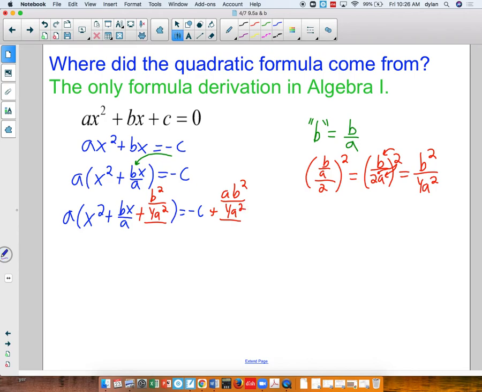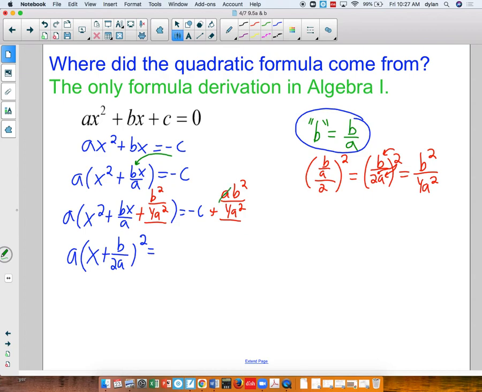So our next step then is we need to factor on the left and simplify a little bit on the right. So on the left side, we would have a. Now remember, our factor is always x plus b over 2 squared. And our b is b over a, like we talked about earlier. So b over 2 would just be b over 2a squared.